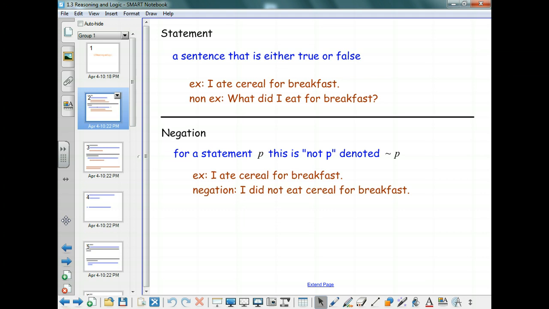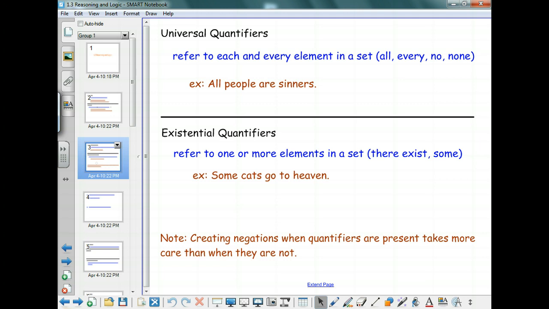So if I had the statement, I ate cereal for breakfast, the opposite of that is not, I ate eggs for breakfast. Right? I mean, that would mean I maybe didn't eat cereal, but that's not the opposite. I could eat anything else, and it'd be the opposite. So we simply would use the word not. So I did not eat cereal for breakfast. That's a pretty straightforward example, and they aren't always that straightforward.